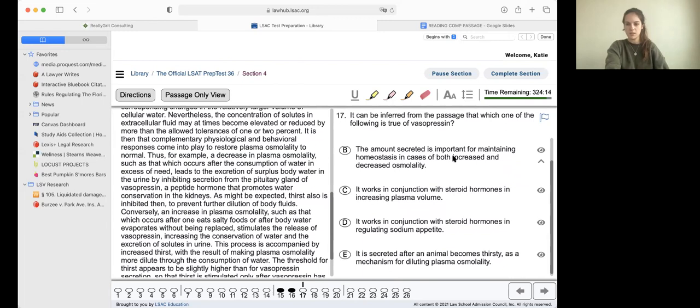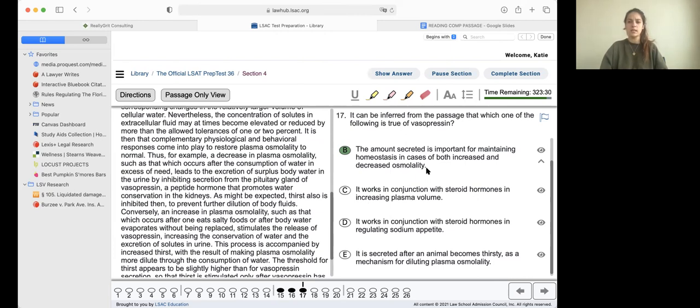Okay. Amount secreted is important for maintaining homeostasis in cases of both increased and decreased osmolality. Yeah, so this doesn't go against what we know. So we know that if more is secreted, then it's going to inhibit thirst, and that will impact the salt level and the osmolality. But we also know that if more is released, then that's going to make us thirsty. We're going to drink water, and that's going to dilute it further. So this, and also look how mild this is. It's important for maintaining homeostasis in both. We talk about both. This is looking pretty good. It works in conjunction with steroid hormones in increasing plasma volume.